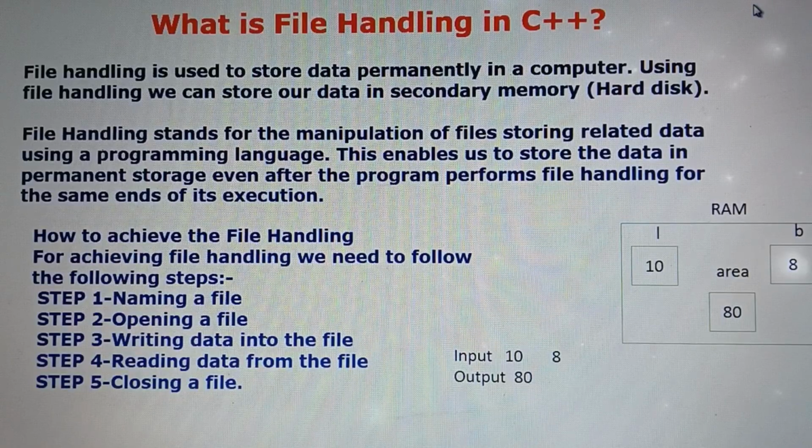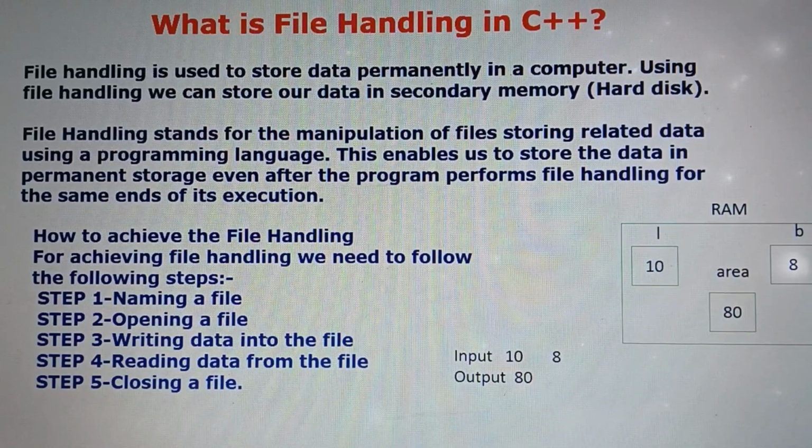What is file handling in C++? File handling is used to store data permanently in a computer. Using file handling, we can store our data in the secondary memory, that is the hard disk. File handling stands for the manipulation of files, storing related data using a programming language. This enables us to store the data in permanent storage even after the program execution terminates.